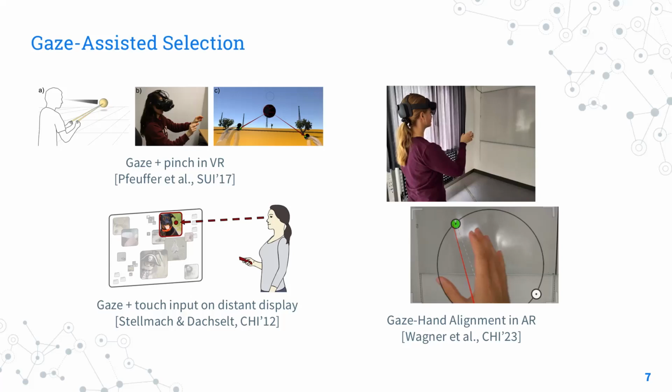So for example, using gaze together with hand and pinch gestures, or combining gaze with touch input, or aligning both the gaze and hand rays to activate selection. But what's different about our GazeRayCursor is that we're not using gaze for pre-selection of a target or confirmation of a selection. We really want gaze to act more as an implicit modality in helping with object selection and disambiguation, without the user even noticing that it was there really.